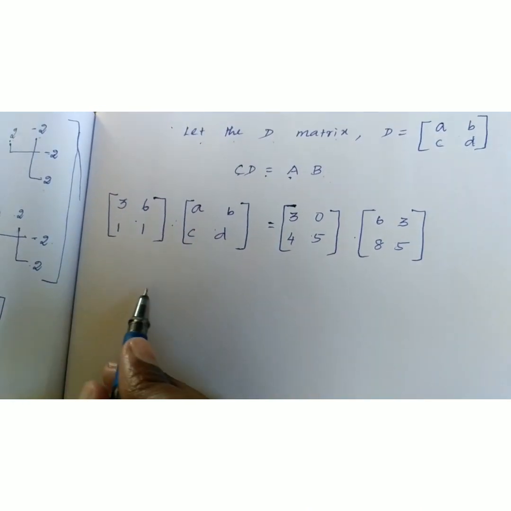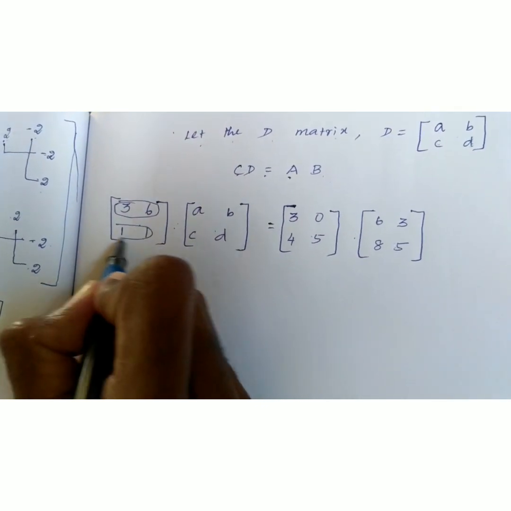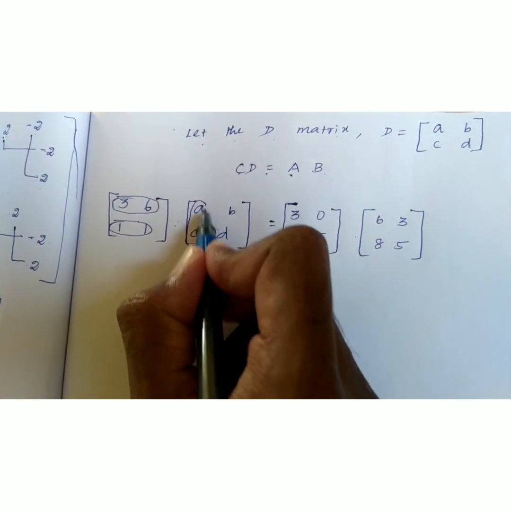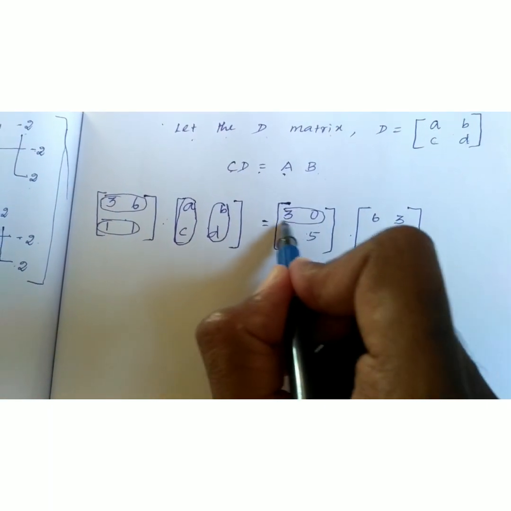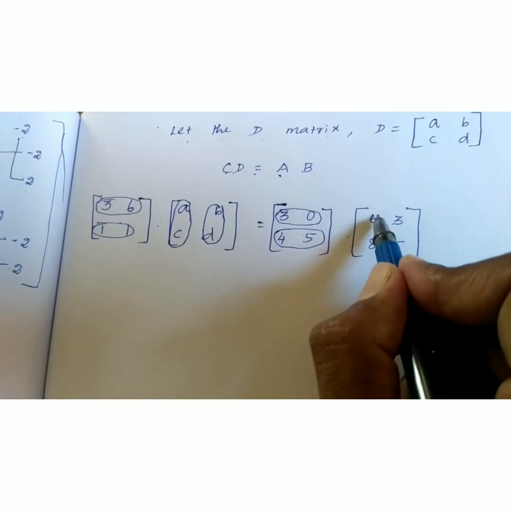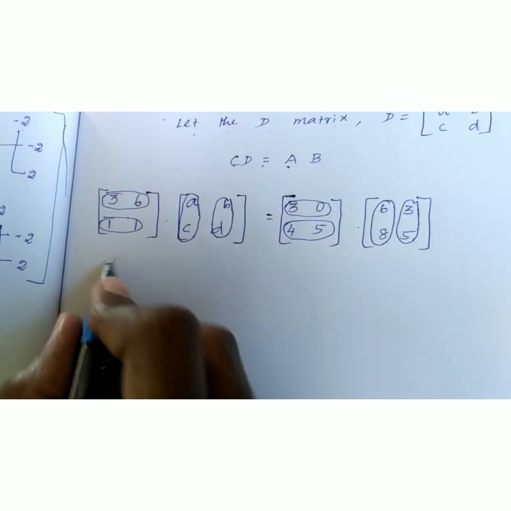Multiple means how you multiple the two matrix. In first matrix we take the rows. In second matrix we take the column. Same like that. In this first matrix we take row. In second matrix we take the column. How you multiple?